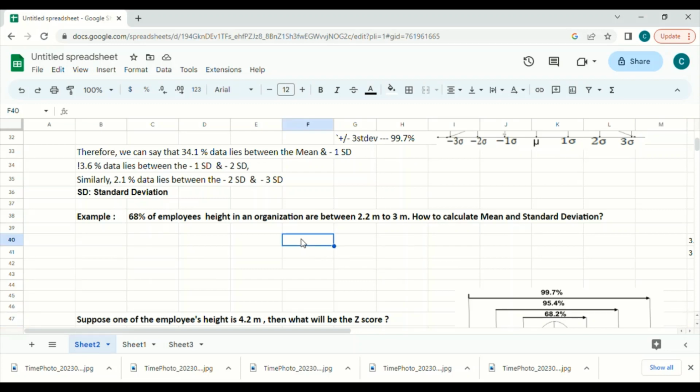Therefore, mean is equal to 2.2 plus 3 divided by 2. We'll get the mean. Therefore, 2.6 meter is the mean.